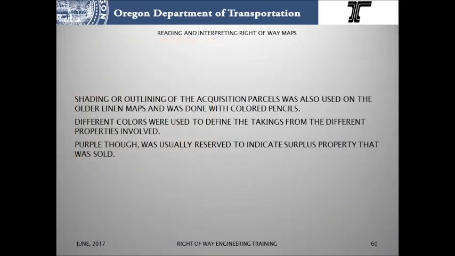Now, shading or outlining of the acquisition parcels was also used on the older linen maps and was done with colored pencils. Different colors were used to define the takings from the different properties involved. Purple, though, was a color that was usually reserved to indicate surplus property that was sold.